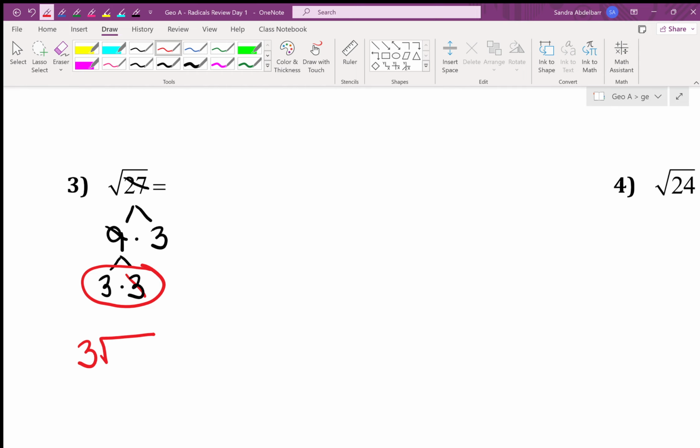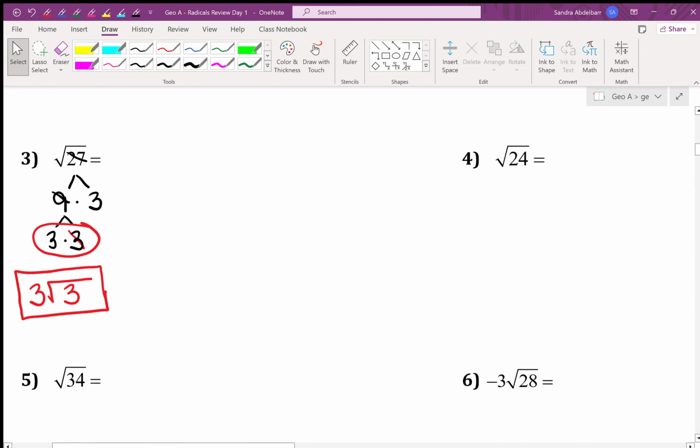Whatever's not crossed out and not circled goes on the inside. So what's left to go on the inside? A 1 3. So this reads 3 root 3. All right, ready for another one?